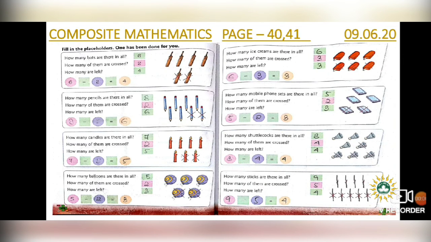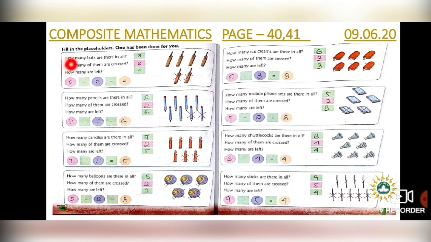So now I hope you will be able to complete page 40 and 41 of your composite maths. Here you have to read the question and understand what is needed. Then write the answer or the number correctly in the given box. So let me help you with one question.